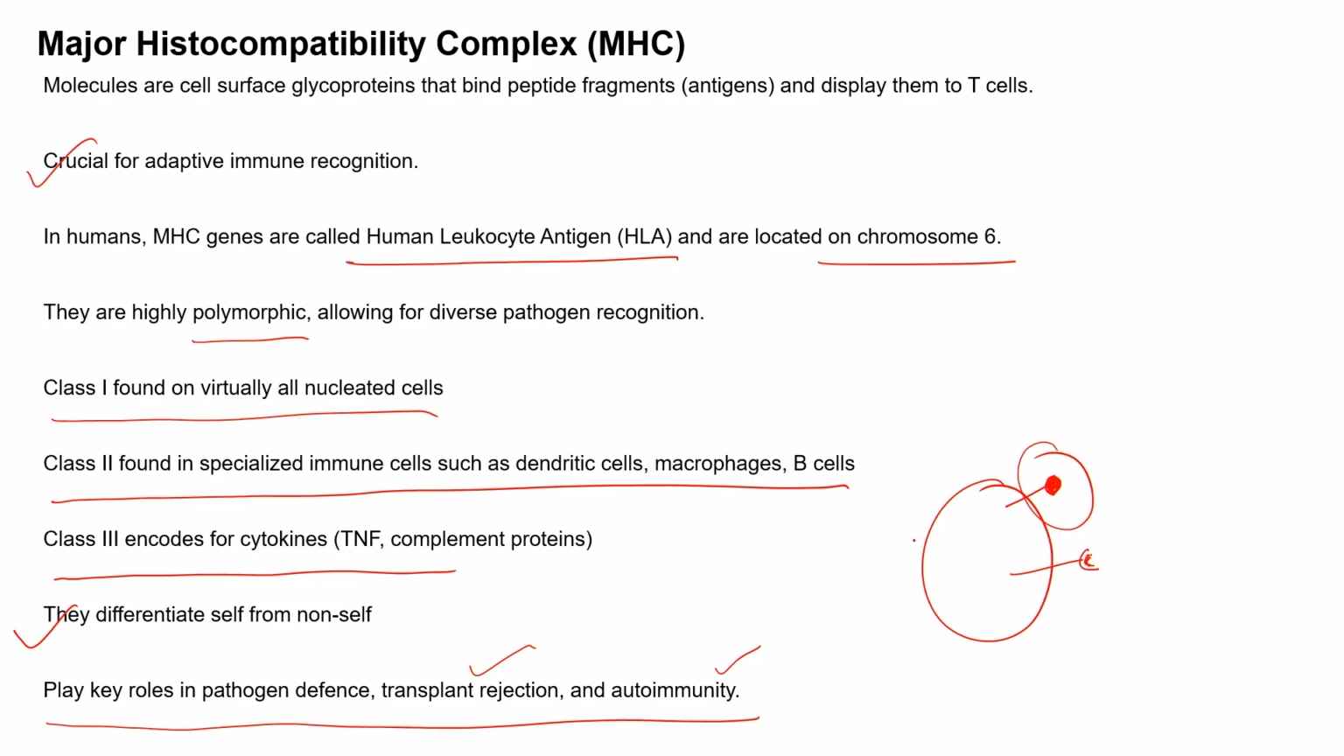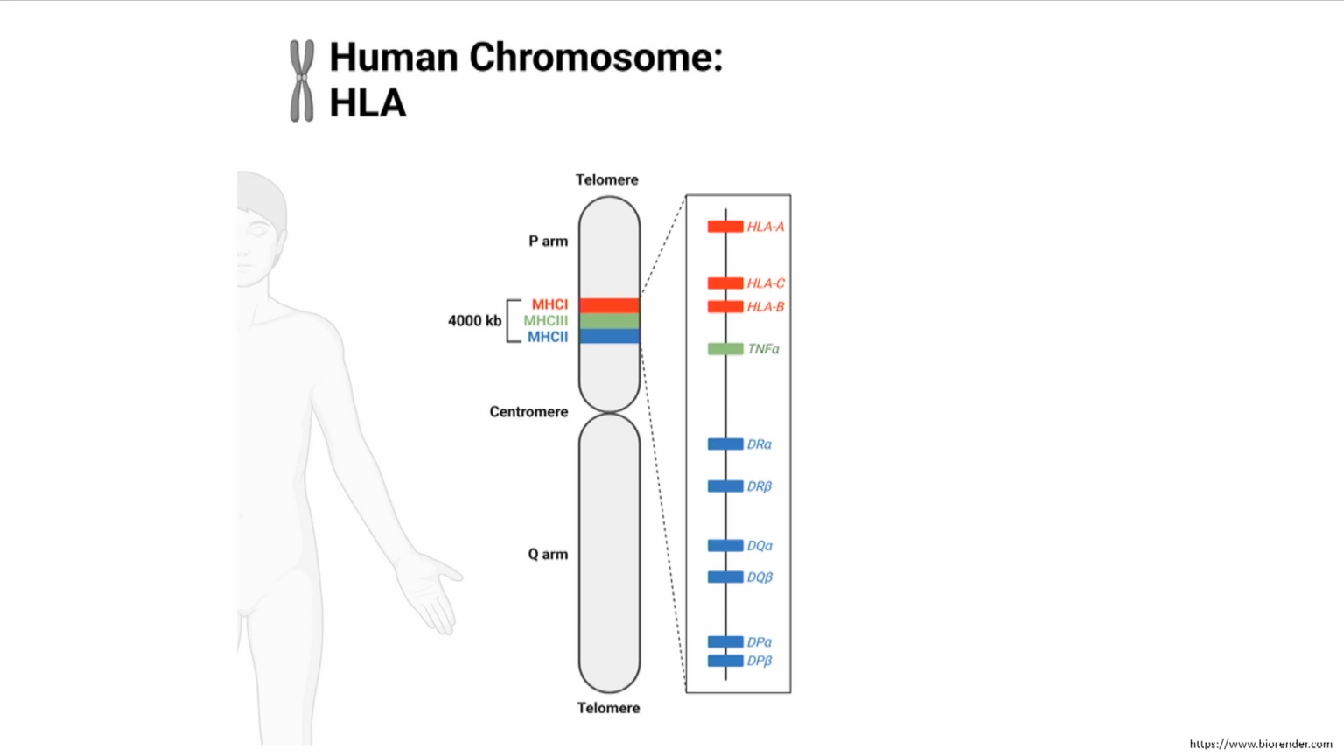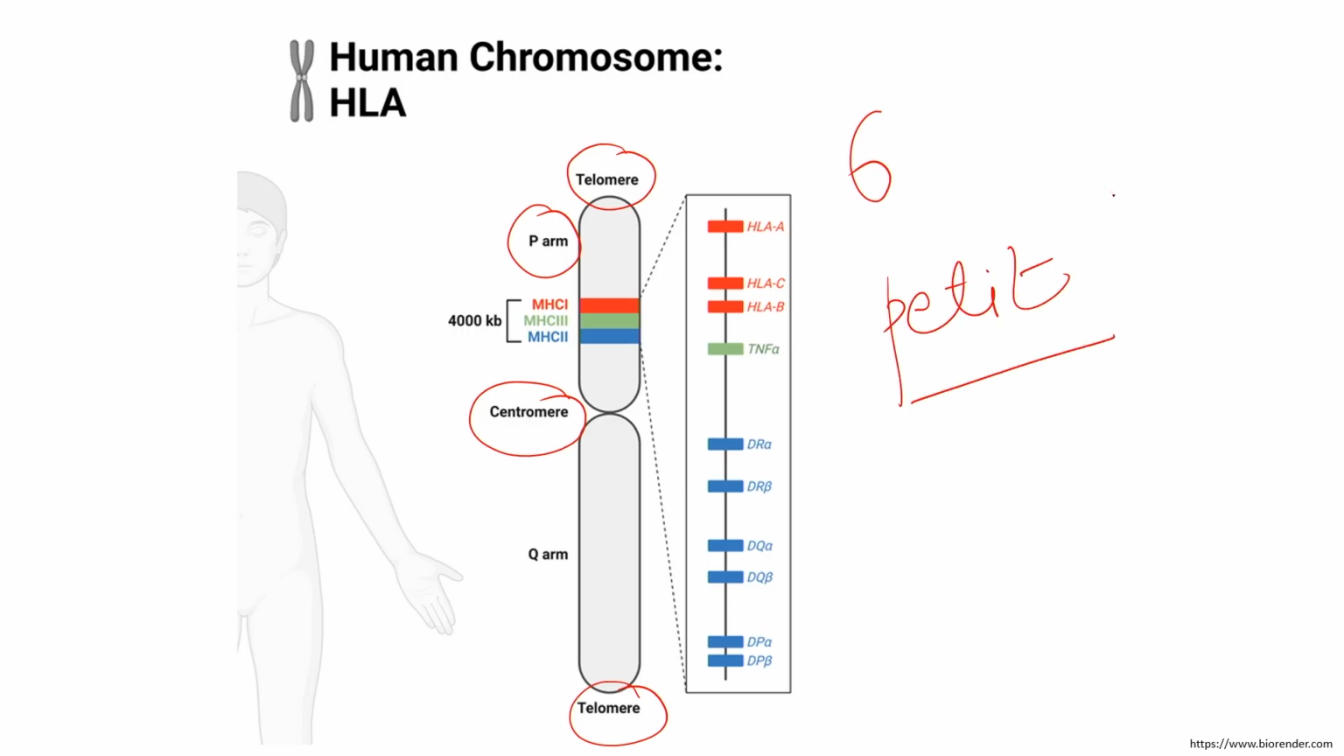But these are some of the functions of major histocompatibility complex. Let us try to see in a human chromosome how these genes are located. We discussed that these are located in chromosome number 6. Let us try to recapitulate the structure of the chromosome. The ends are called telomeres. The middle portion is called centromere. The smaller arm is called P arm, which stands for petit, and just opposite to P is the Q arm. So, this is the typical structure of a chromosome.